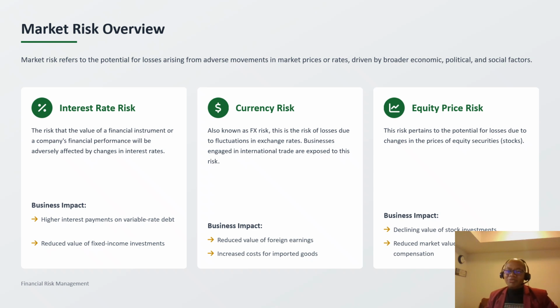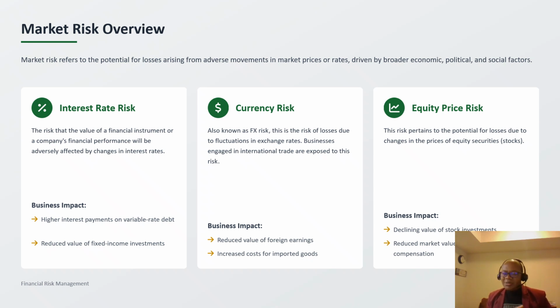Currency rate risk is another one. In international trade, different countries of the world have different currencies. In Canada, we have the Canadian dollars. In the United States, we have the United States dollars. In Britain, we have the pounds. And different countries manage their currencies differently.